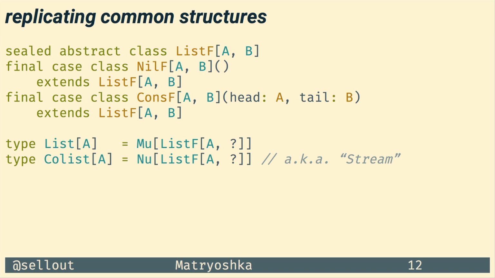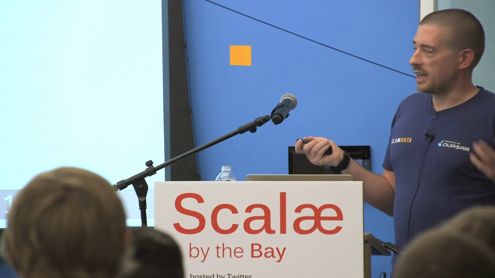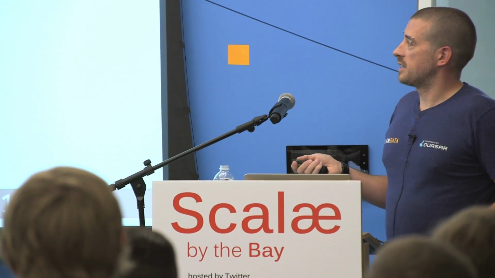And this other type, colist, the dual of list, is new. As I mentioned, the mu is inductive and the nu is co-inductive, so potentially infinite. So this is how you model a stream. There's a reason I didn't call it stream. I'll get to that in a little bit. But this is the common kind of model of stream, right, where you can have a potentially infinite list effectively.